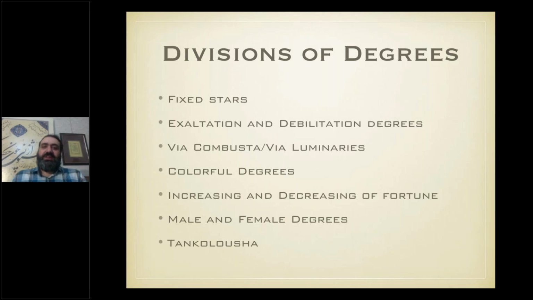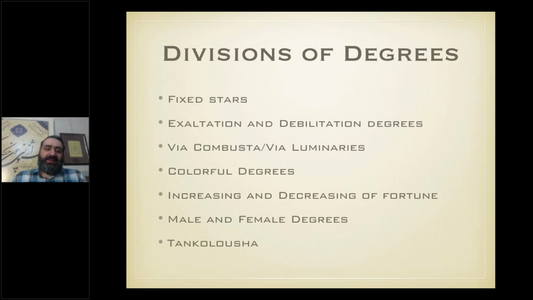We have the colorful degrees. Some degrees are known as bright degrees, and some are dark degrees, and some are called smoky degrees. And some certain degrees are known as increasing fortune or decreasing fortune degrees. So having planets on increasing fortune degrees can give more benefic results, while having them on fortune decreasing degrees shows some bad effects. And like the signs and the houses and the other areas of astrology, we have male and female degrees.